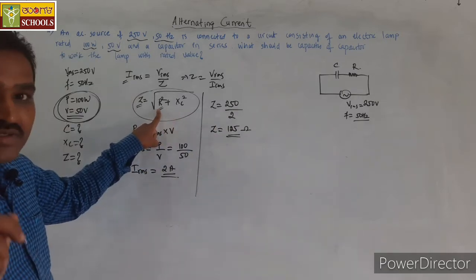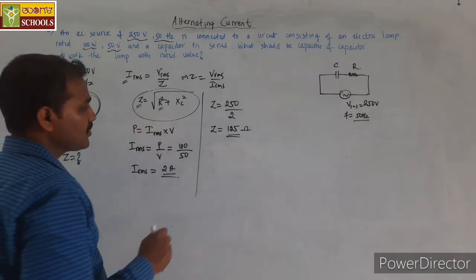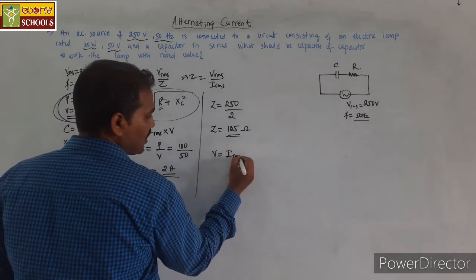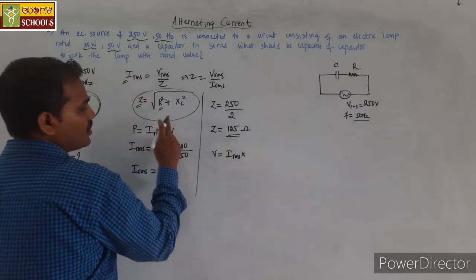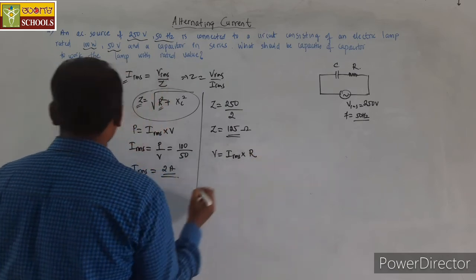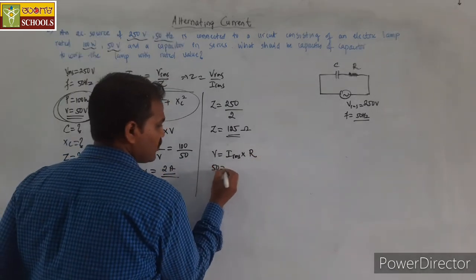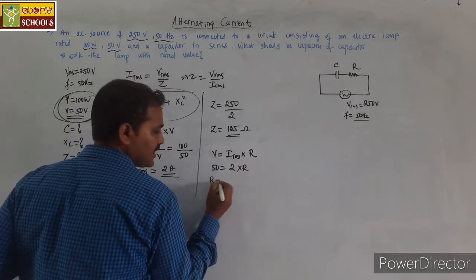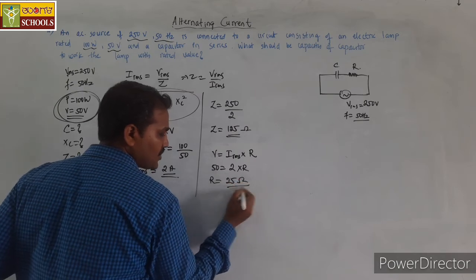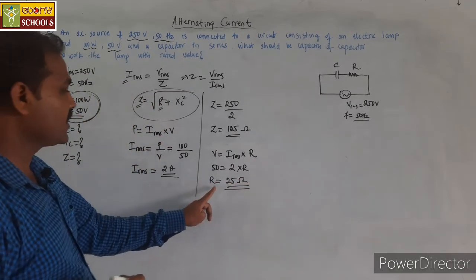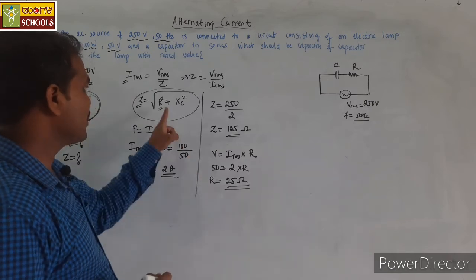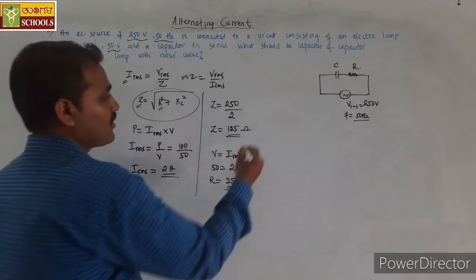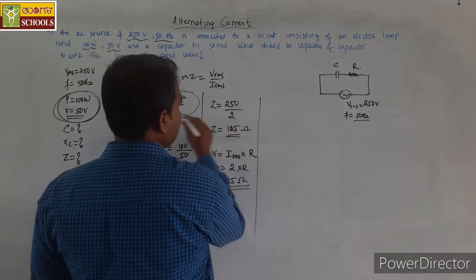Here we don't know the resistance of the bulb also. For the resistance of the bulb, I can write V is equal to current through the bulb, that is IRMS, into the resistance of the bulb. Voltage is 50 is equal to IRMS, we have got it as 2 amperes, into resistance. So resistance is obtained to be 25 ohms. The resistance of the bulb is 25 ohm here. The same values I substitute here and get the value of XC, then I can find the capacity of the capacitor.